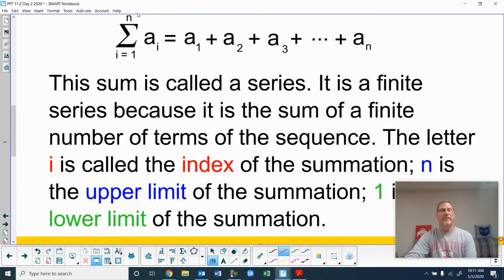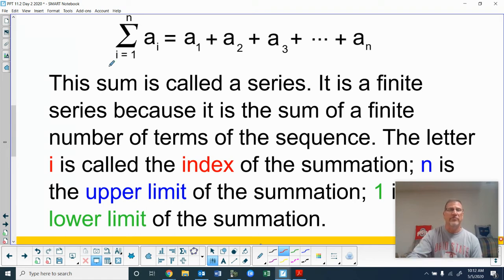Okay, so we have our summation sigma, and then I equals 1, and then n. All right, and then here's our rule, a sub i. This is what we call a series. When we add the terms of a sequence together, or do a summation, we call it a series, the sum. It is a finite series because it is the sum of a finite number of terms of the sequence. We're only doing so many of them. We're not doing all of them, because that's an infinite sum. We're just doing a finite series.